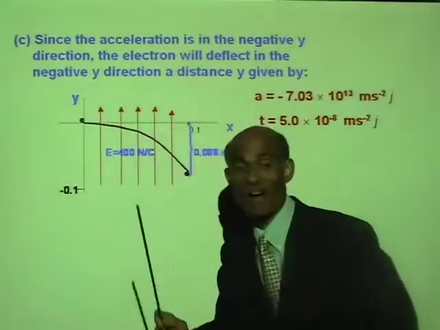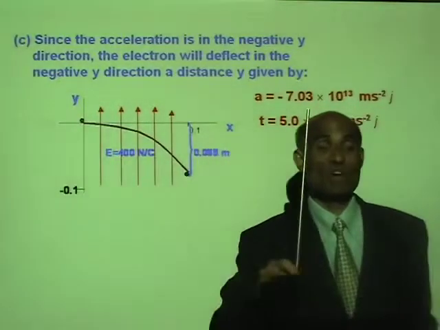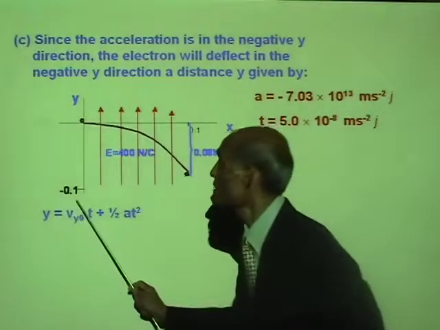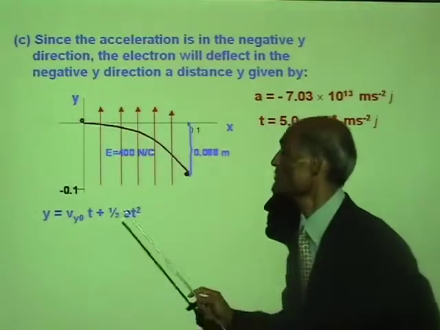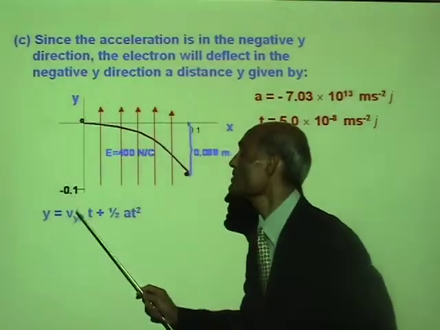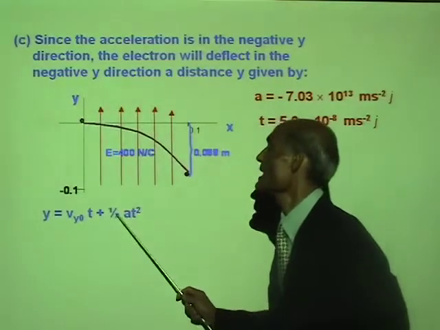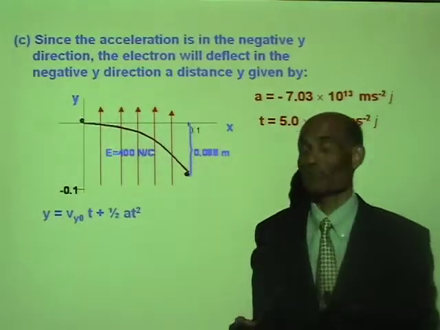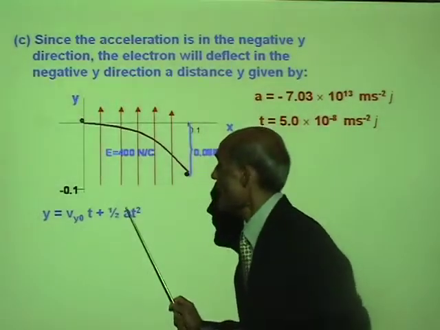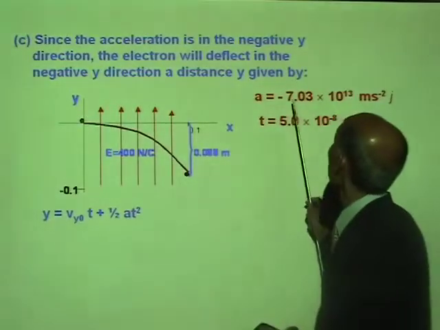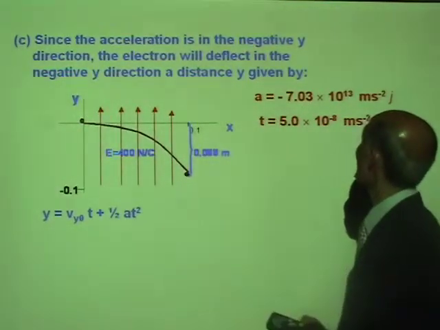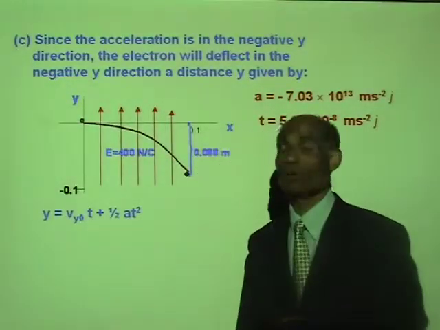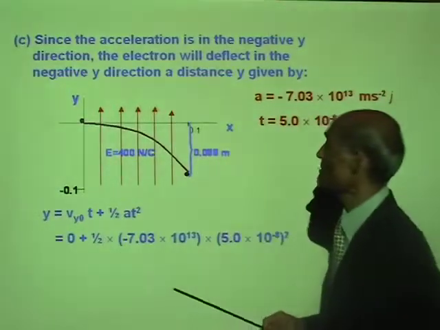What is the initial y velocity? This time, we concentrate on the y direction. Alright? The initial y velocity is 0. So we will use the equation y equal to v_y0 t plus 1/2 a t squared. Can you recall those equations from physics 1? Well, our a, the acceleration we know, is negative 7.03 times 10 to the 13 meter per second squared. v_y0 is 0. Therefore, you can calculate the value of y.